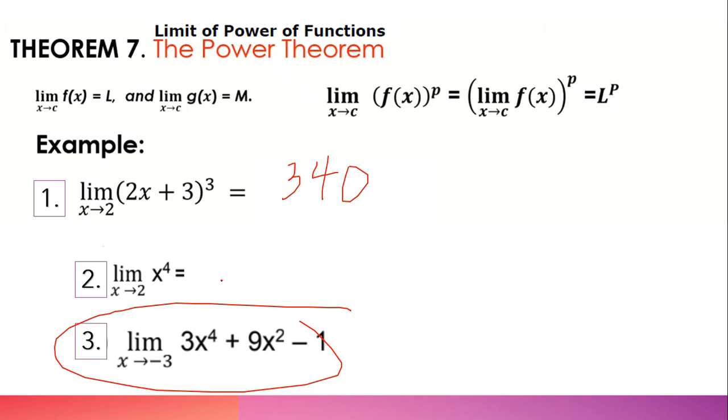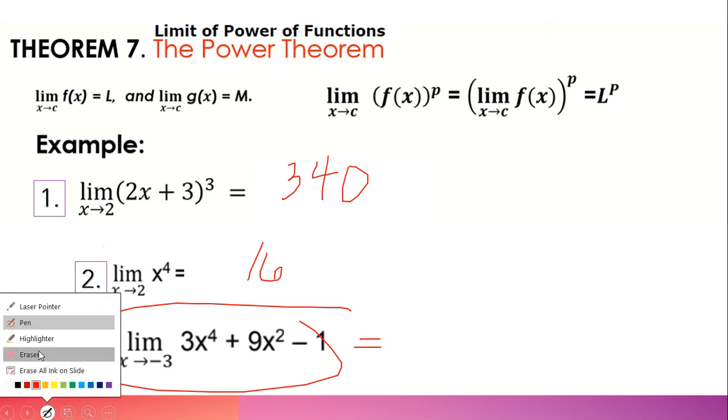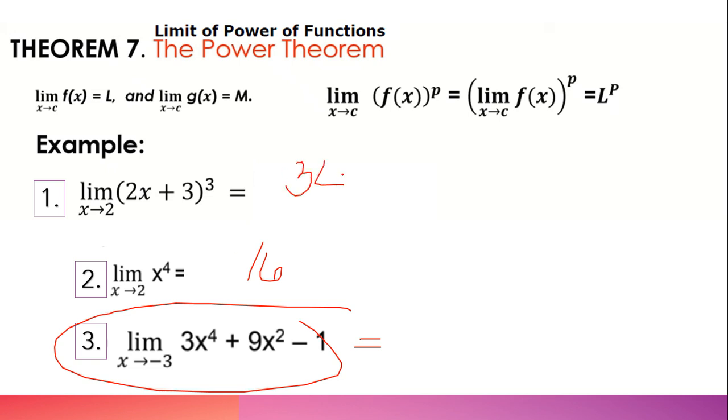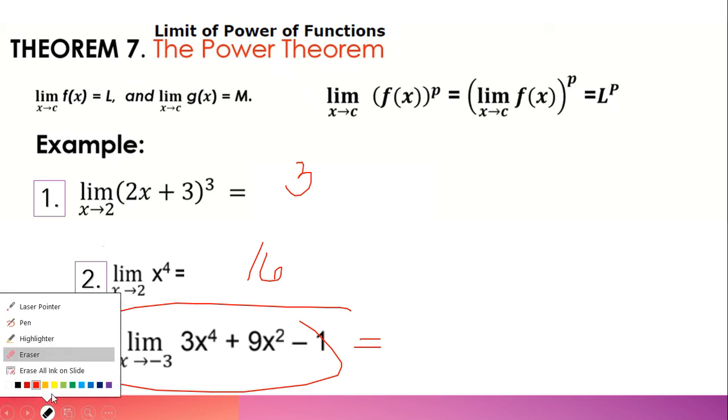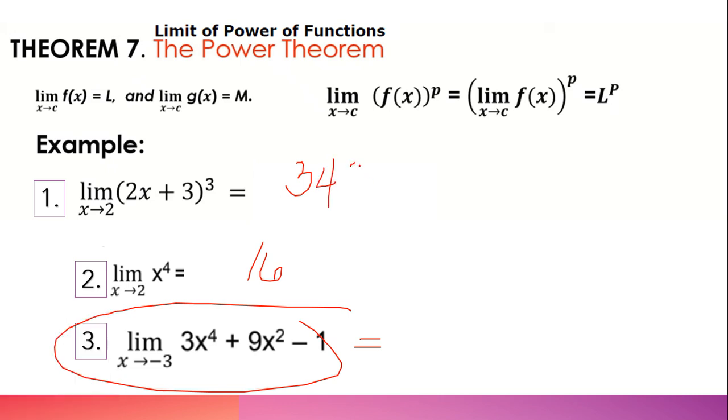How about number 2? 16. 60. 610. Sir, 16. 16, sir. Okay, okay po. How about number 3? Sir, yung number 1. 343 po. 343. How about number 3?